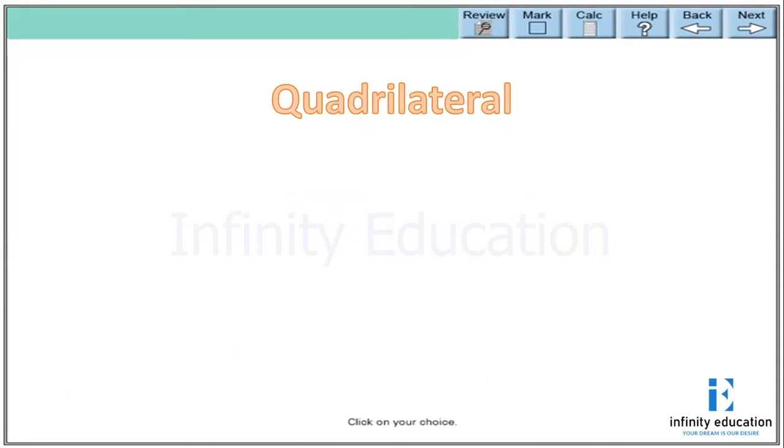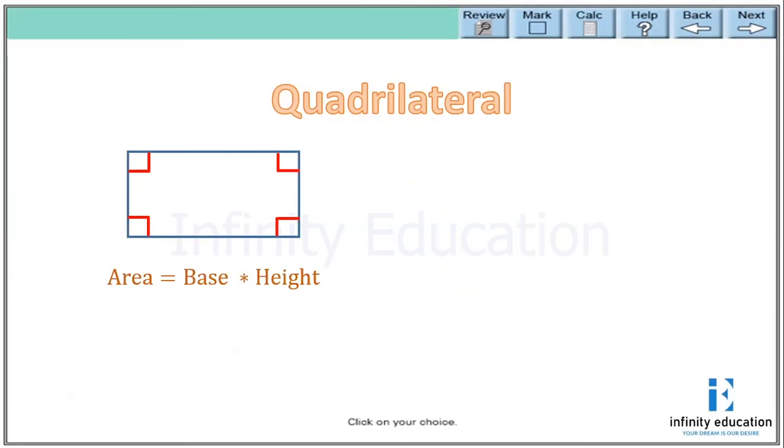Today in our 28th class, we will learn about quadrilaterals. Now what is a quadrilateral? A quadrilateral is a closed figure with four sides. The most used quadrilateral is a rectangle, in which all the internal angles are 90 degrees. The area of a rectangle is base times height, and the perimeter equals 2 times (base plus height).